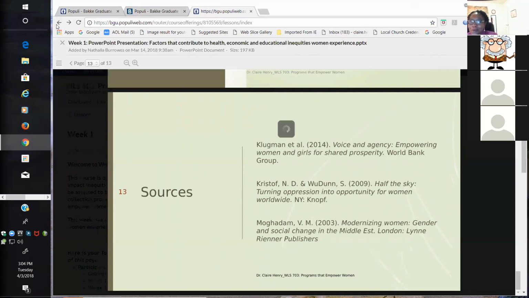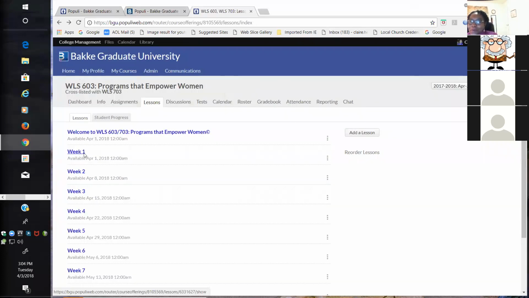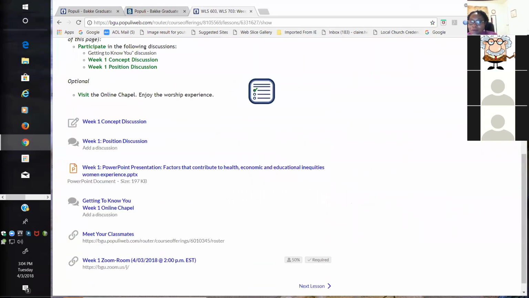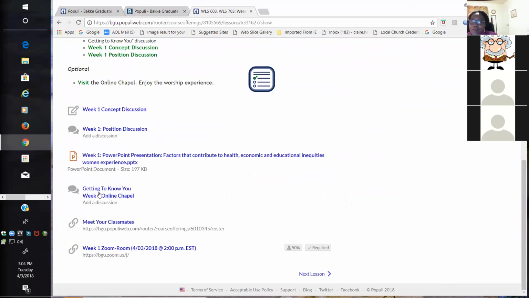Let's go back. All right, just go back to week 1. Okay. So you know how to navigate the course. There is an online chapel that is optional, but I've set that up. You can go in and see what is there. And then there's the getting to know you. Natalia, is there anything that I may have missed?